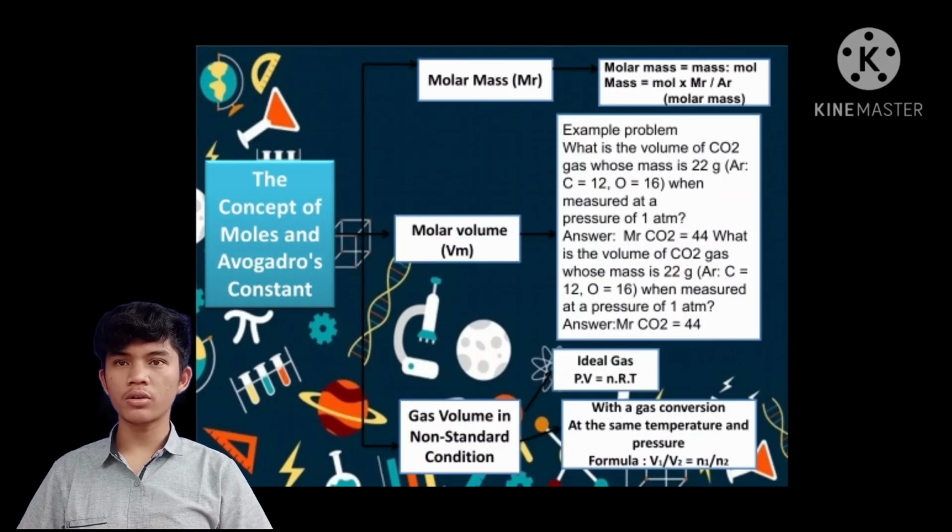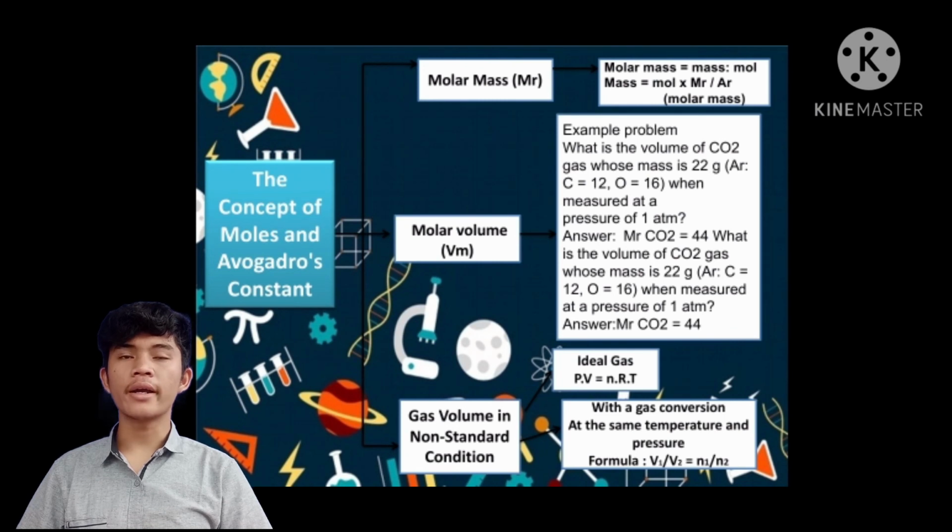The concept of moles and Avogadro's constant. Divided into 1. molar mass, 2. molar volume, 3. gas volume in non-standard conditions. 1. Molar mass. The formula for molar mass equals mass divided by mole. Mass equals mole times relative mass or relative atomic mass.